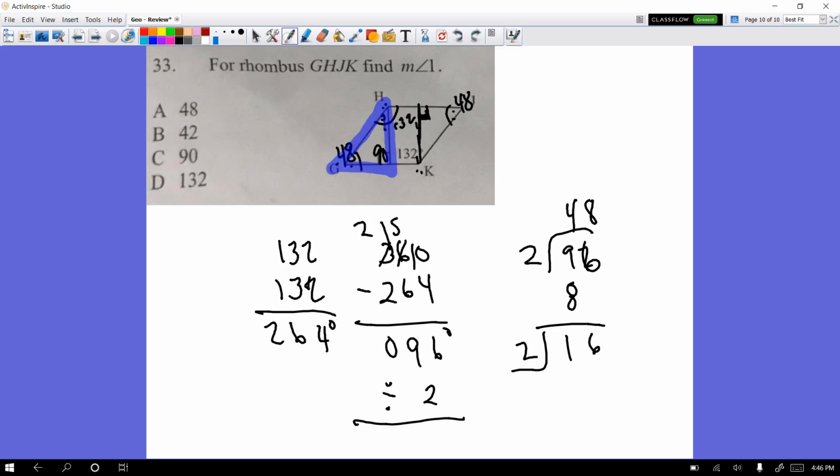Okay. Now we did something using the property of a parallelogram or a rhombus. We know that the opposite angles are congruent. So if this was 132, we know that that's 132. So what we did was, because we know that these are equal, we figured out how many degrees were left. 96. And since there's 2 of them and they're equal, we divided by 2. We got 48. That's how we got 48 degrees in both of these.